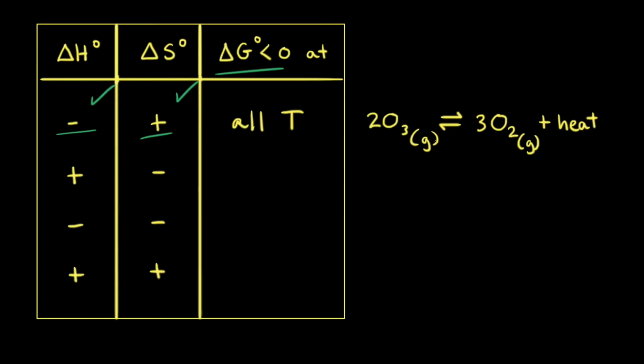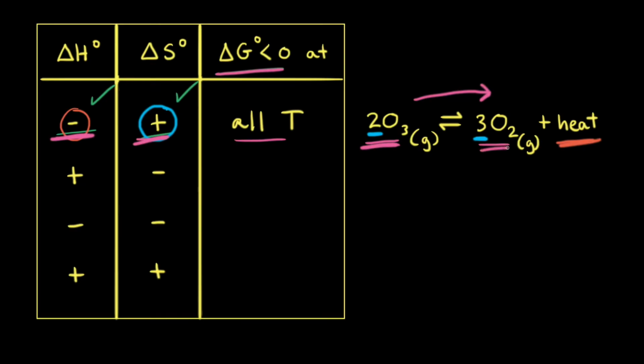As an example of this, let's consider the conversion of ozone gas into oxygen gas. Since energy is released, this is an exothermic reaction, and delta H naught is negative. And since we're going from 2 moles of gas on the reactant side to 3 moles of gas on the product side, that's an increase in entropy, so delta S naught is positive. Since delta H naught is negative and delta S naught is positive, delta G naught for this reaction is less than 0 at all temperatures. That means the forward reaction is thermodynamically favorable, and ozone gas would turn into oxygen gas.